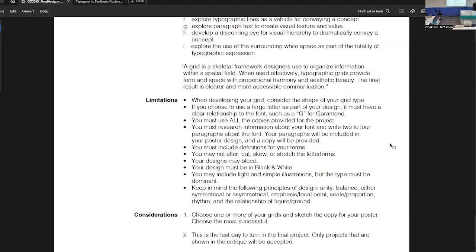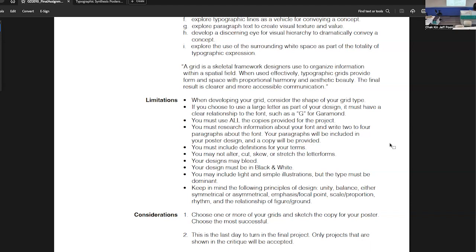And then you may not alter, cut, fill, or stretch the letter forms. The reason why is because we try to keep that the form. If you do that, maybe that's a little bit of a problem, because it's about conveying information. That font also functions as a sample for people to look at how the fonts look. So if you change it, it may be a little problem.